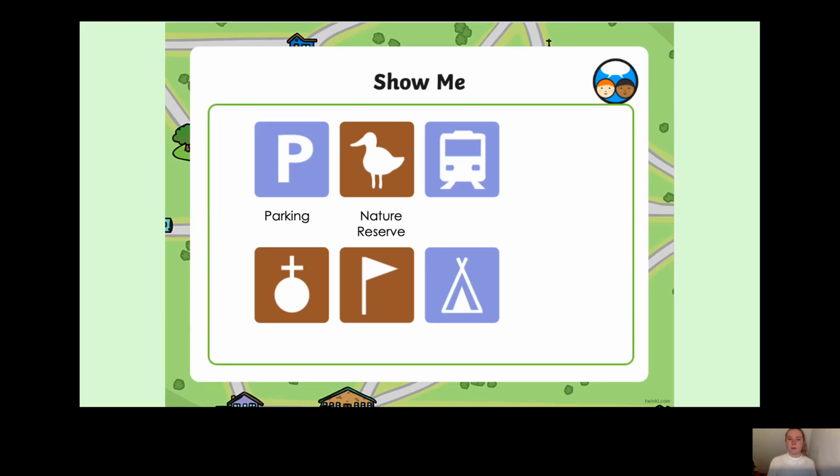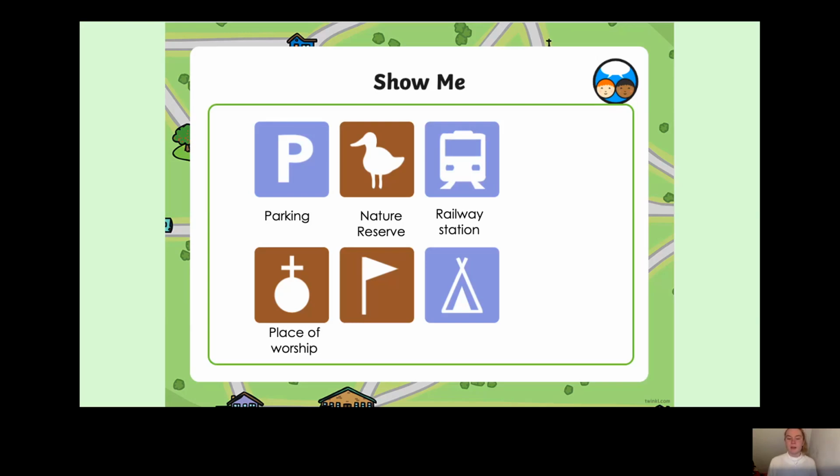Okay, the next one, we've got a blue square with a train on it. What did you think that was? Fantastic. That is a railway station. Well done. Okay, the next one with a cross in the middle, the brown square with the cross. What did you think that was? Well, that is a place of worship. So a place where people go to worship.